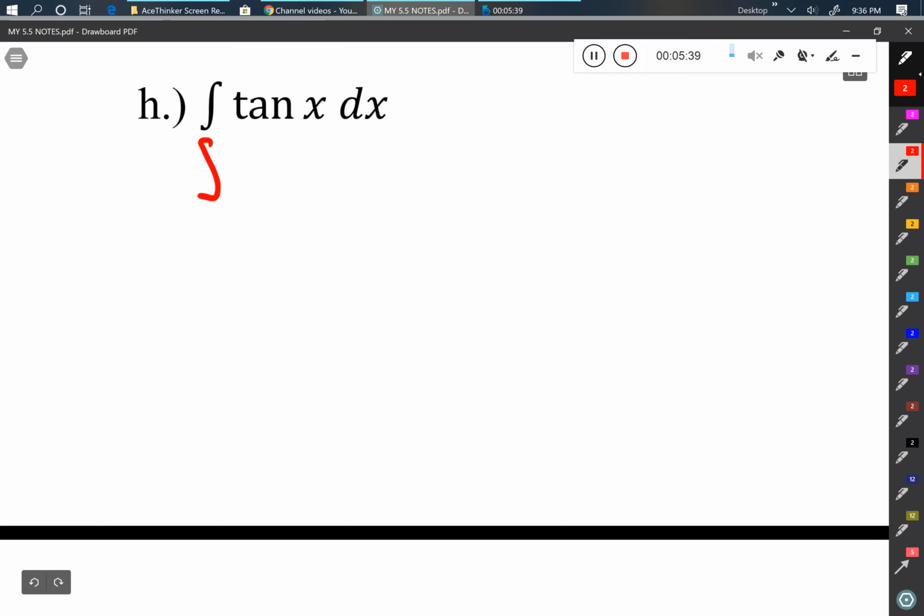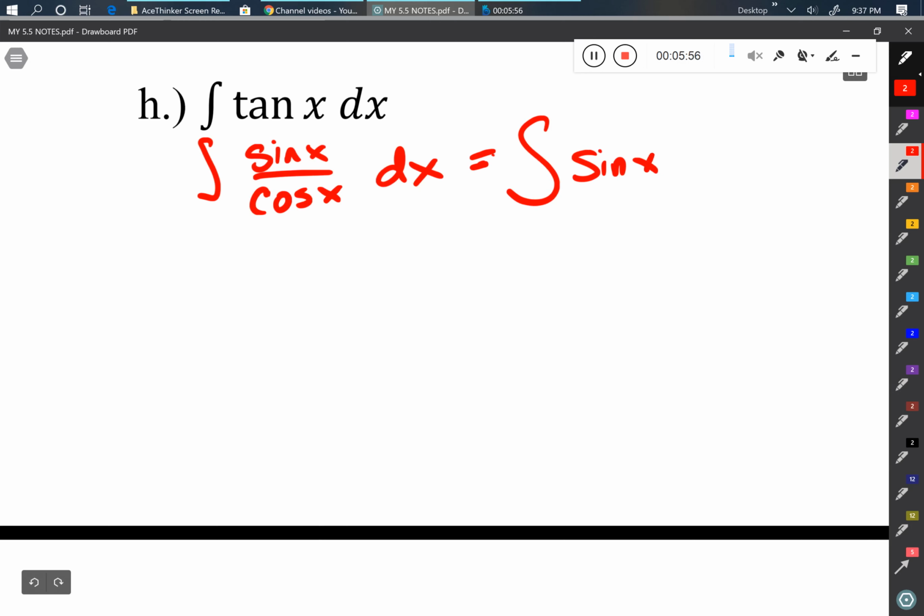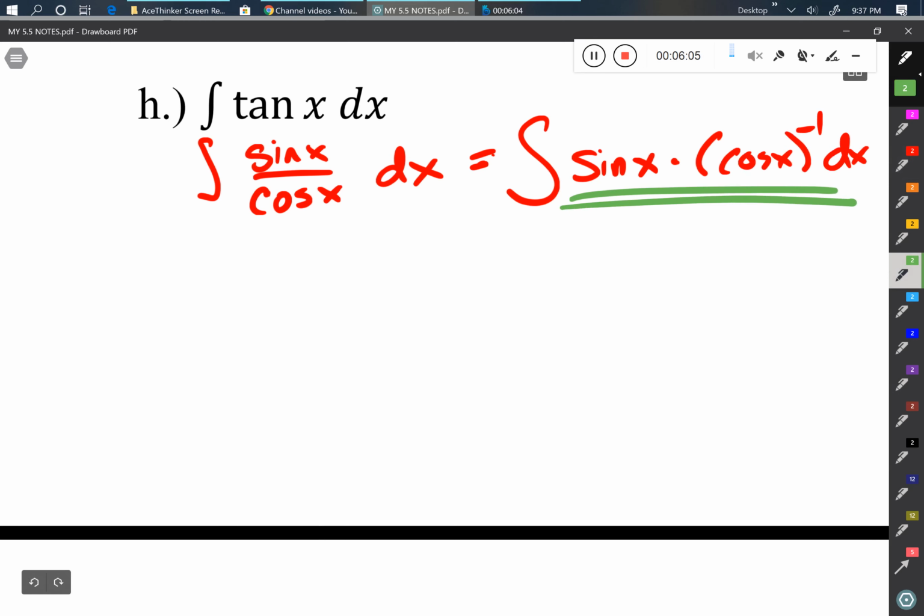This is the integral of sine x divided by cosine x dx. Okay. That's the same as the integral of sine x times cosine x to the -1 dx. And now this is two things multiplied together, one of them is composition, so substitution.